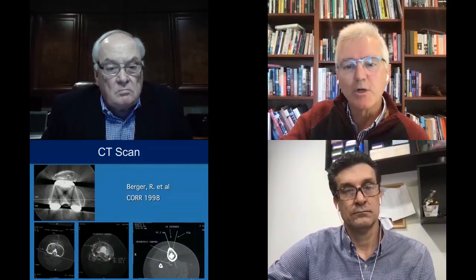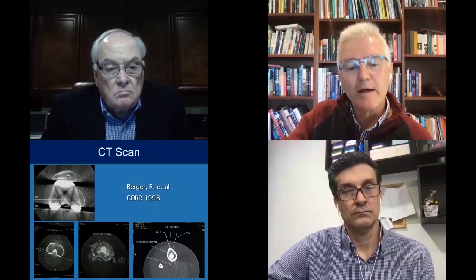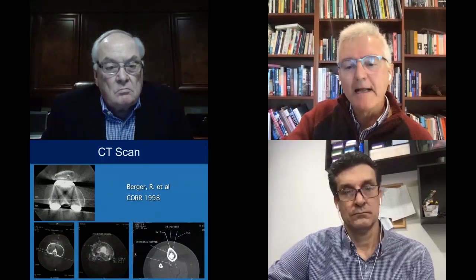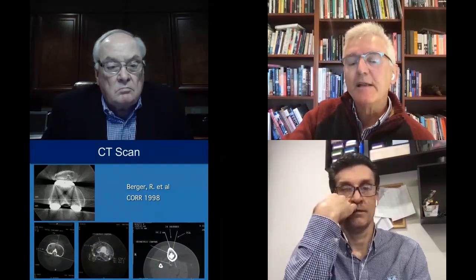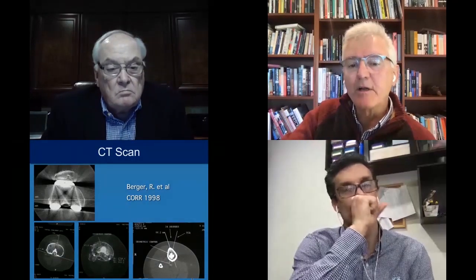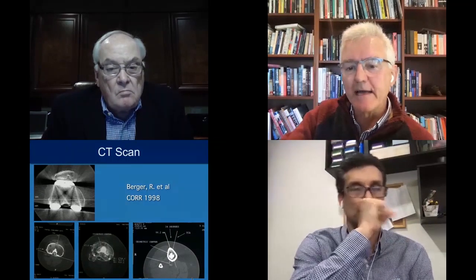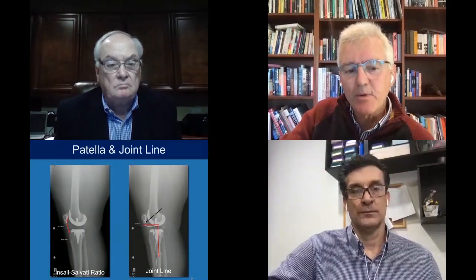We took CT scans on all revision patients, including this series of stiff knees. We used the Berger and Rubash protocol that requires 1 cut through the femur, 3 cuts through the tibia. There is more sophisticated imaging available now with 3-dimensional CT scanning, and Henry Clark has published some nice papers on that in the literature recently. This is the important point.